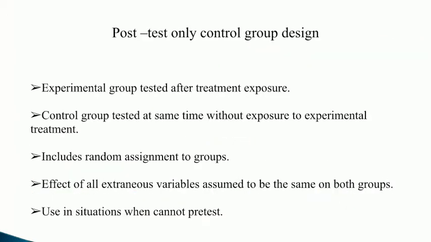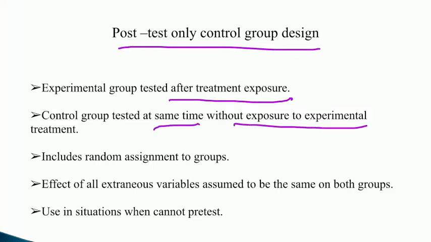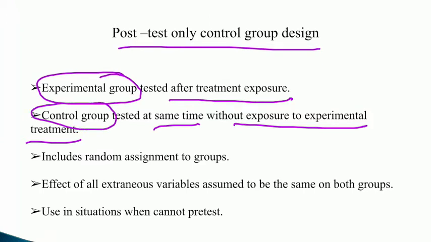After having this pre-test, post-test understanding, we have the post-test only control group design. In this, the experimental group is tested after treatment exposure, and the control group is tested at the same time without exposure to the experimental treatment. Again I repeat, the experimental group is always exposed to the novel conditions, along with the control group. And why do we go for these two different groups? Because we want to understand the effect of a particular phenomenon, program or process that the researcher wants to introduce.